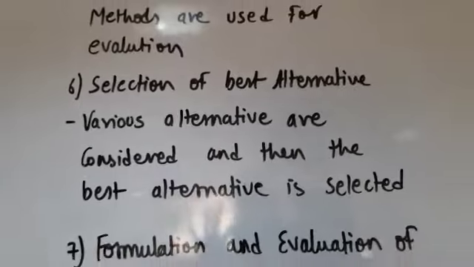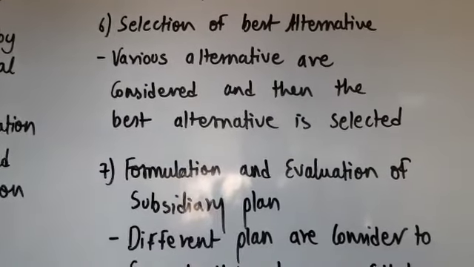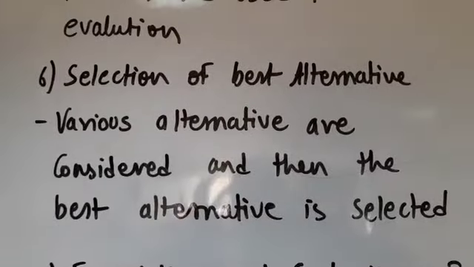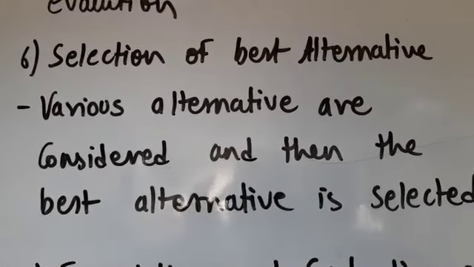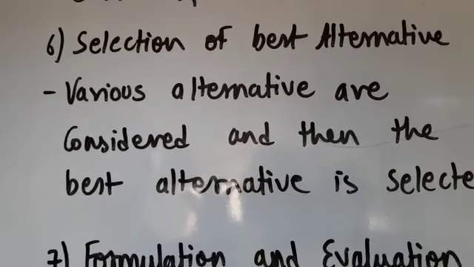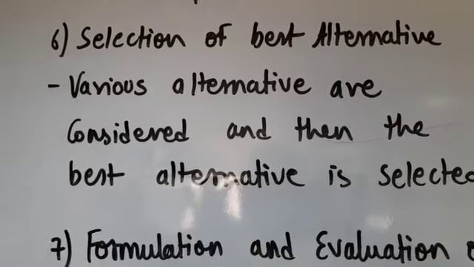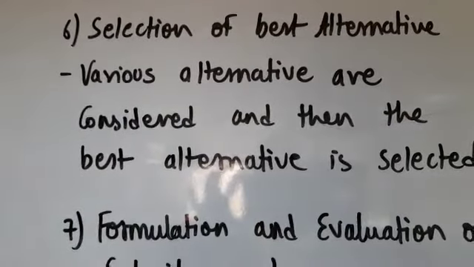Now we have completed the 5 steps. First step is determining objectives. Second is clarifying planning premises. Third is collecting and analysis of information. Fourth is preparation of alternative plans. Fifth is evaluation of alternative plan. And sixth is selection of best alternative.